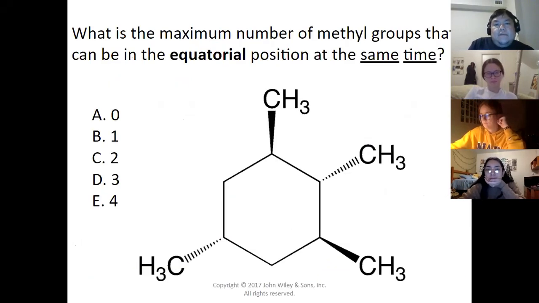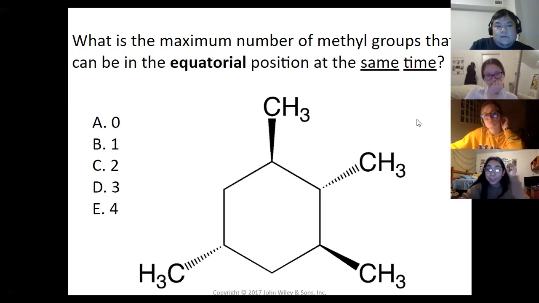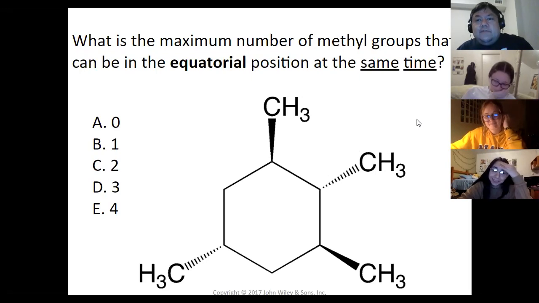So what is the maximum number of methyl groups that can be in the equatorial position at the same time? What is the maximum number? I got three from Gwen. Max says three. Matthew says two, and Melissa says, who knows, right?